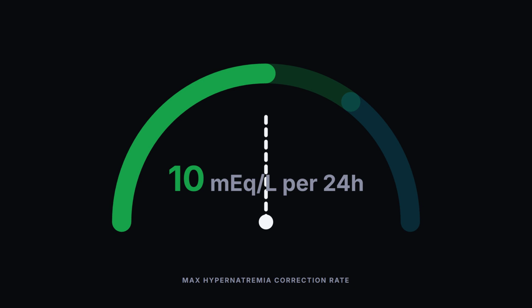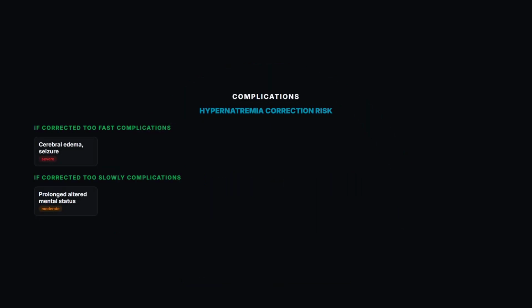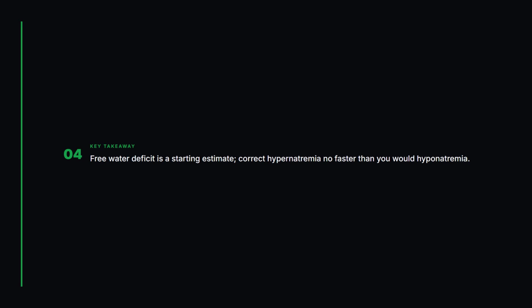Correct too fast and you risk cerebral edema, seizure, and herniation from osmotic water shift into brain cells. Correct too slowly in a genuinely symptomatic patient, and you prolong altered mental status and seizure risk from the hypertonicity itself. Free water deficit gives you a starting point, the desmopressin challenge sorts central from nephrogenic DI, and the same conservative correction ceiling applies as it did for hyponatremia, just in reverse.